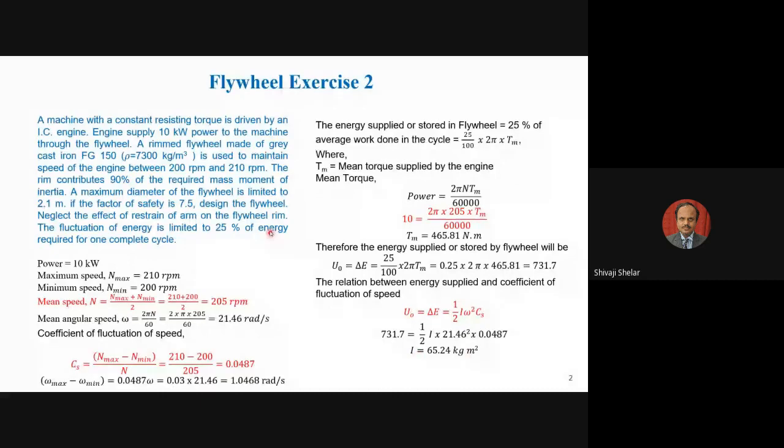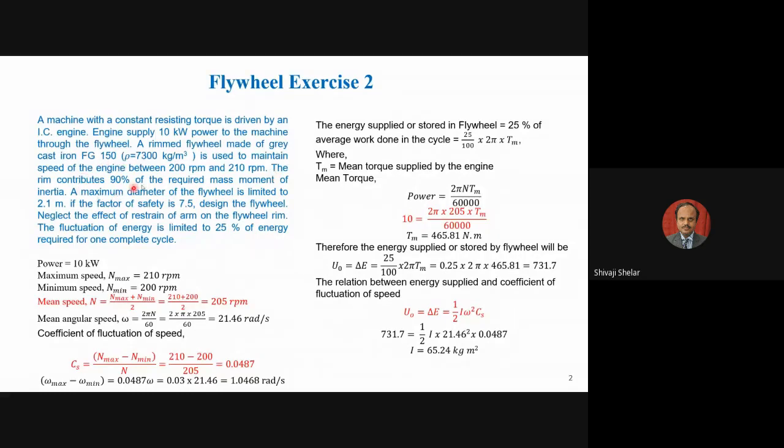If you look at this diagram, they are saying the rim contributes 90% of the required mass moment of inertia. This is the total mass moment of inertia required, which will be provided by a flywheel. The flywheel has different elements: a hub, arms, and a rim. The major mass content of the flywheel is in the rim, and it is at a larger distance from the axis, so the major mass moment of inertia will be of the rim.